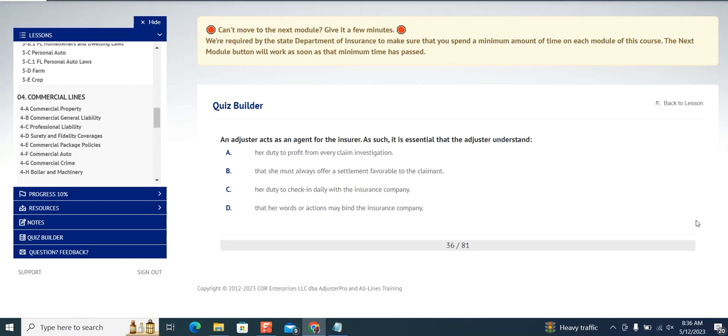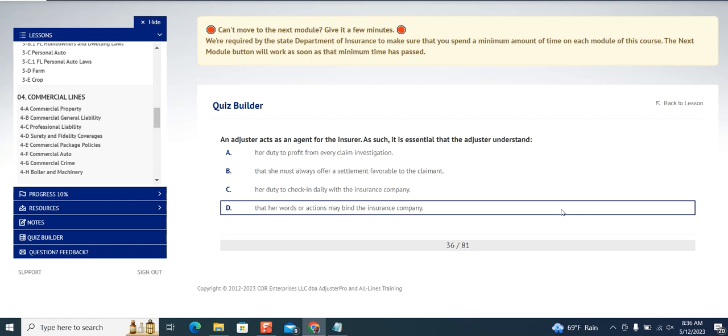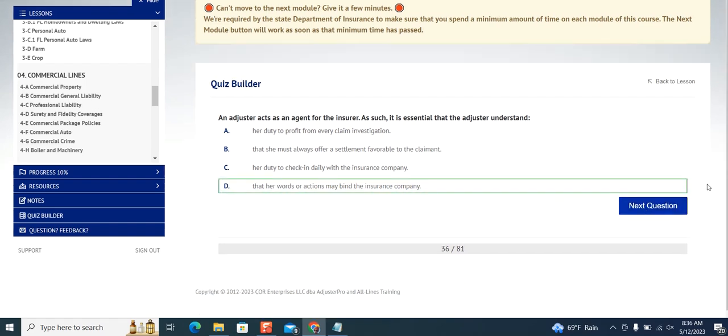An adjuster acts as an agent for the insurer. As such, it is essential that the adjuster understands her duty to profit. Now, I'm not trying to profit. That she must offer a settlement favorable to the. No, isn't that her duty to check in daily? Nope. It's going to be D. That her words and actions bind the insurance company.